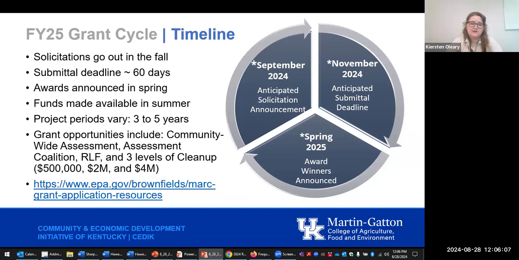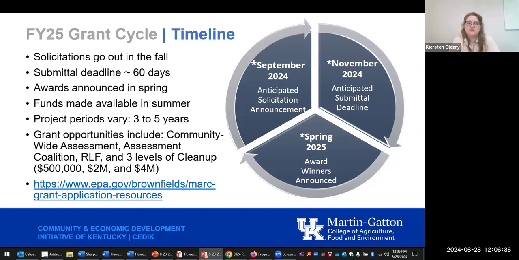This year, they are not offering multi-purpose grants, but they are offering community-wide assessment grants, which is if you have a lot of sites to clean up in one target area or a couple target areas, assessment coalitions. That means there's more funding available if you partner with a couple of different non-lead entities, as they refer to them. And then revolving loan funds, if you want to operate your own revolving loan fund, like we have at the state level, that's available.